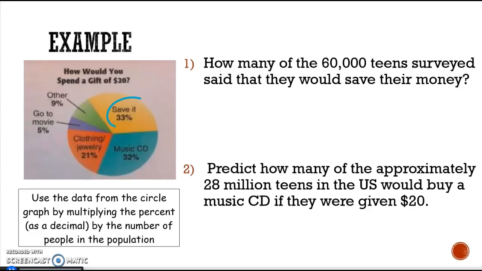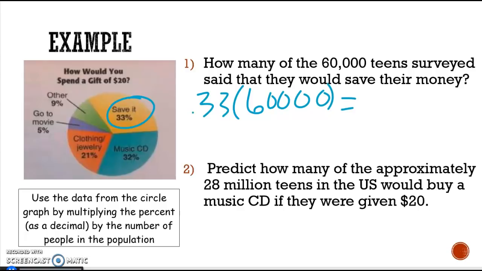If we're looking at our circle, we've got 33%, which if we change that to a decimal is 0.33. We are going to multiply that by 60,000. That gives us an answer of 19,800 teens.